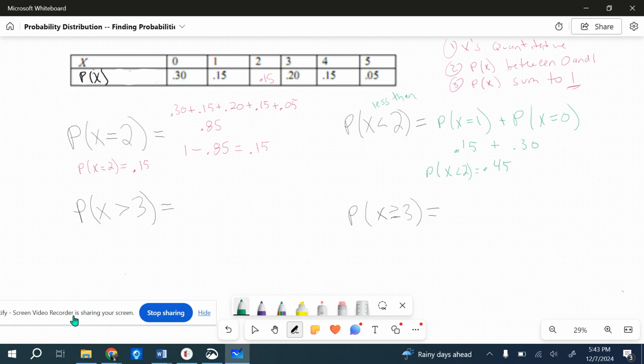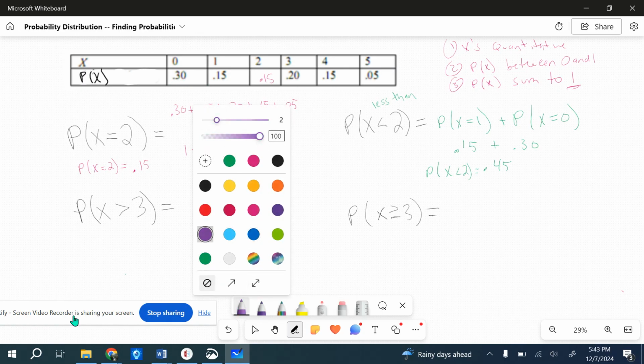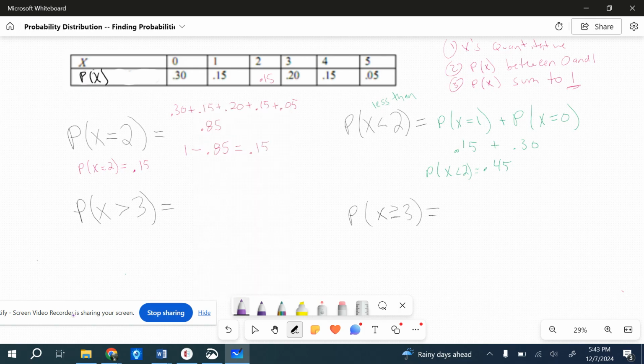All right, moving on to my next problem. I am looking for the probability that x is greater. So this symbol means greater than 3. So I'm going to go to the 3, and greater than means I'm going to go to the right. If you also notice, this arrow is pointed to the right, which means on my table, I'm going to go to the right.